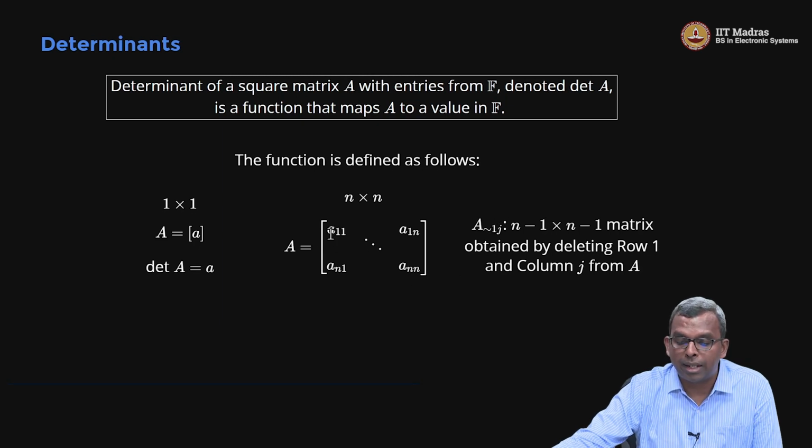Likewise, I can delete the first row and the first column, first row and the second column, third column, fourth column, like that. I can keep deleting to get different minors.